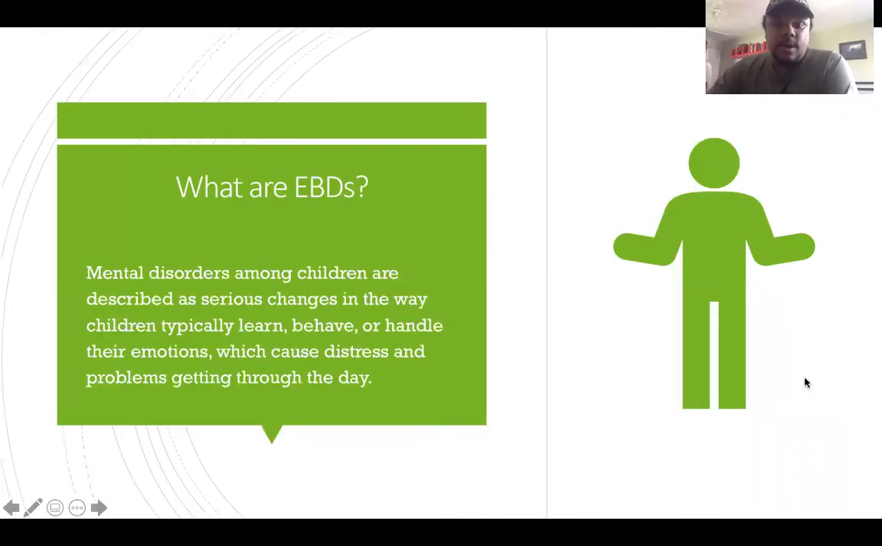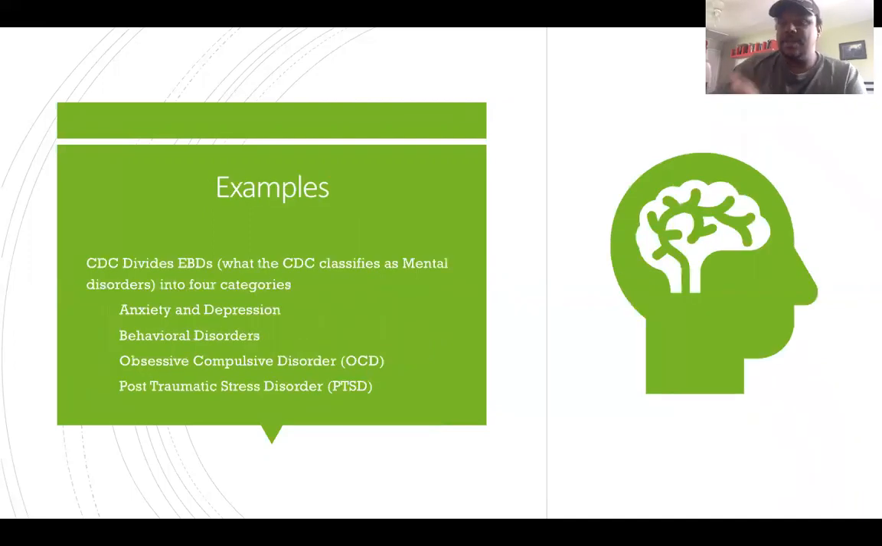So what are emotional and behavioral disorders? Well, according to the CDC, mental disorders, which they include in emotional behavior disorders, among children are described as serious changes in the way children typically learn, behave, or handle their emotions, which causes distress and problems throughout the day. So it's a little bit different than, say, just a normal child who is acting up. It's a different thing. Students with emotional behavioral disorders have a harder time controlling that, not due to will of their own, but because of some kind of underlying issue that surrounds that.